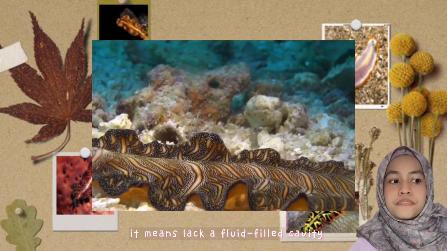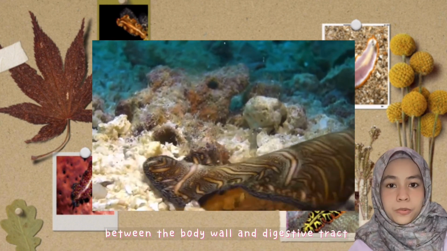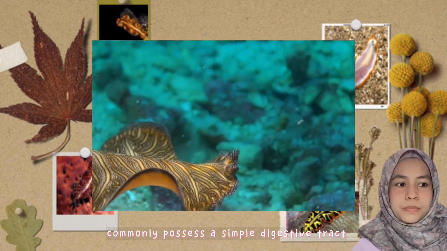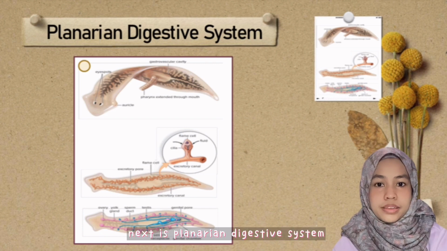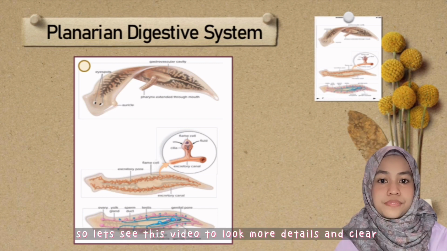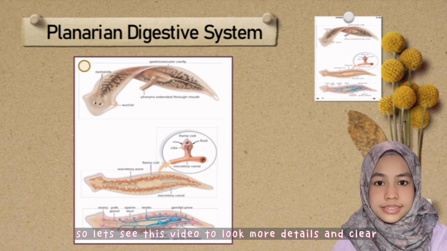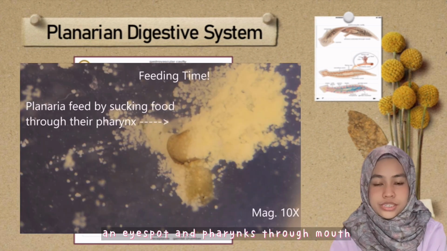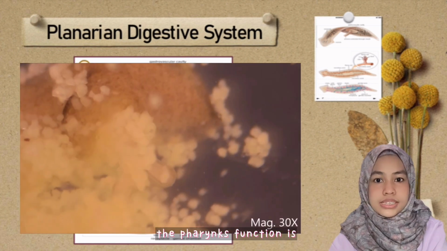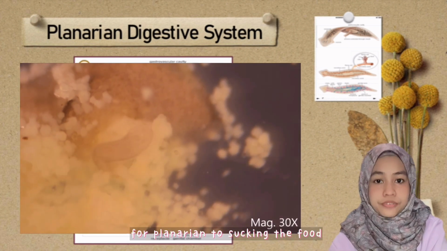It means they lack a fluid-filled cavity between the body wall and the digestive tract, and commonly possess a simple digestive tract only. Next is the spiralian digestive system. So let's see this video to look at more details and make it clearer. Spiralians have an eye spot and a pharynx through the mouth. The pharynx's function is for the spiralian to suck the food.